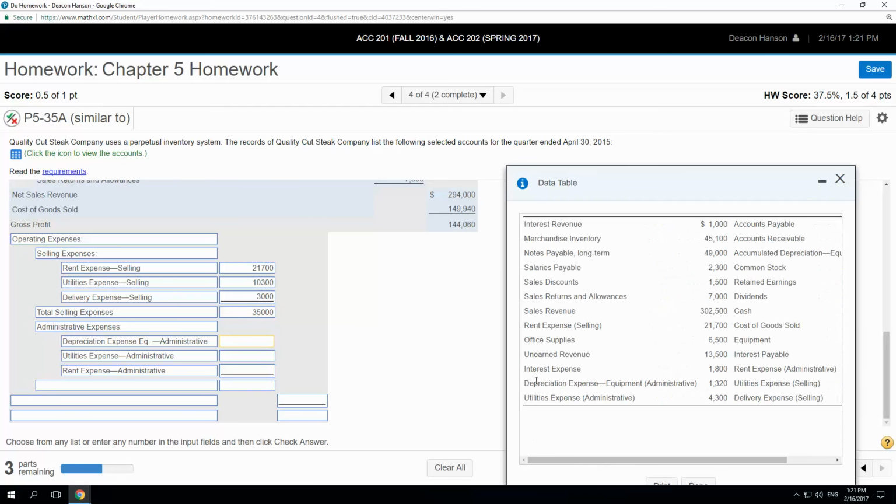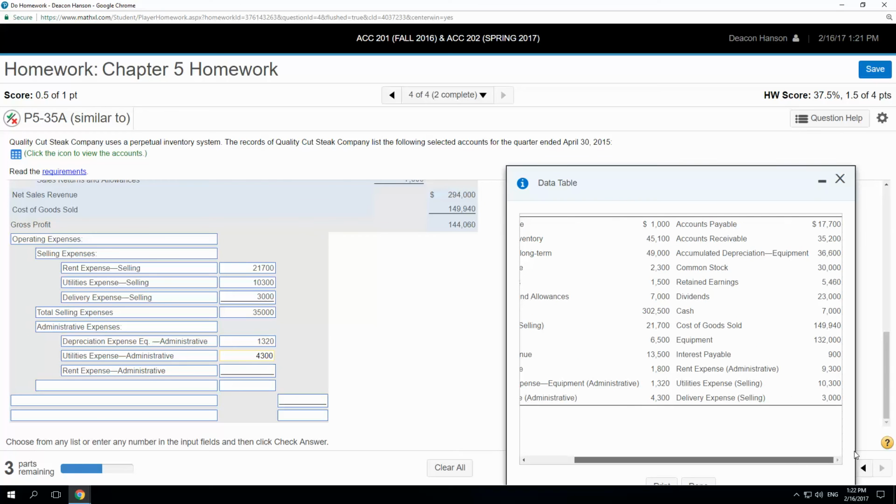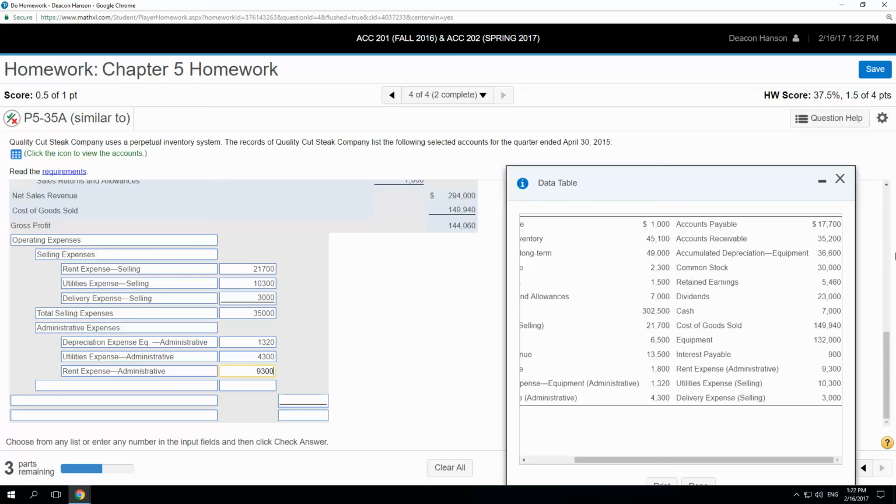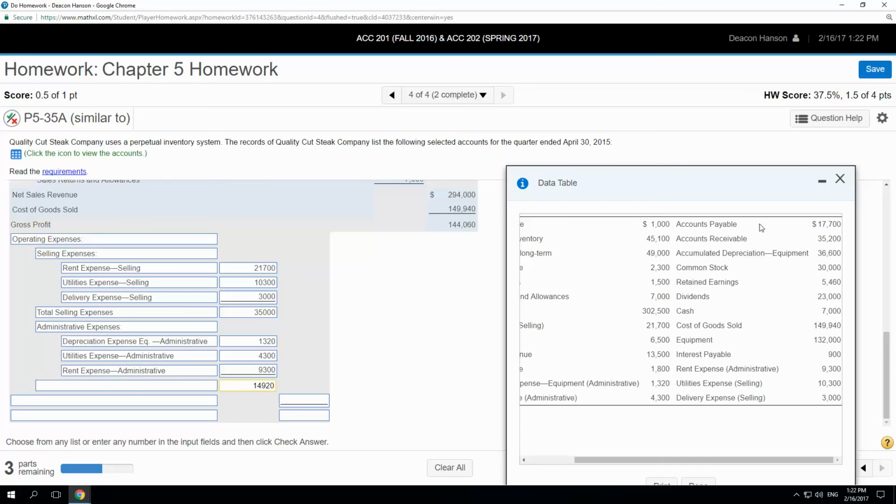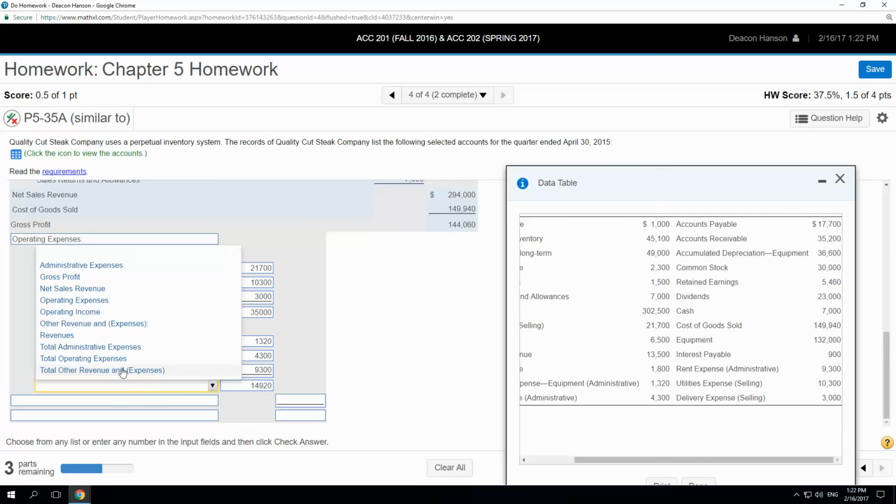Okay, and then we can populate these fields with their balances. So, oops, make sure your cursor is in there. 1,320, 4,300, and finally 9,300. Okay, so you got 14,920. Okay, that's going to be my total administrative expenses.